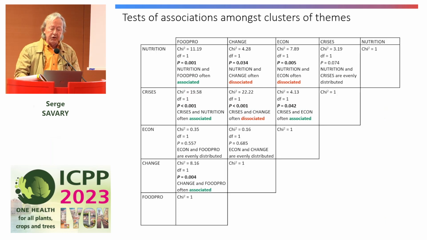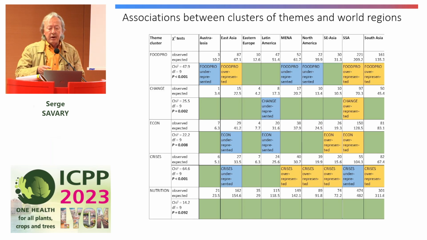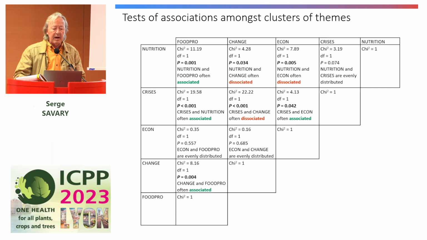So these are the correlations. The previous slide was about where those different things are addressed. This is whether there are associations between the things. So nutrition is very much associated with food production and not so much with the rest. Crisis is associated with food production and economy. Economy is not associated with those two, and economy is dissociated with nutrition. So there is a clear disconnection between economy and nutrition. Interesting, this, funny.